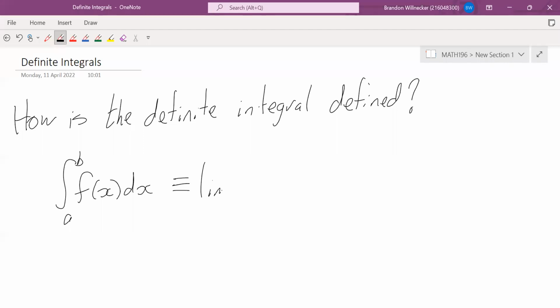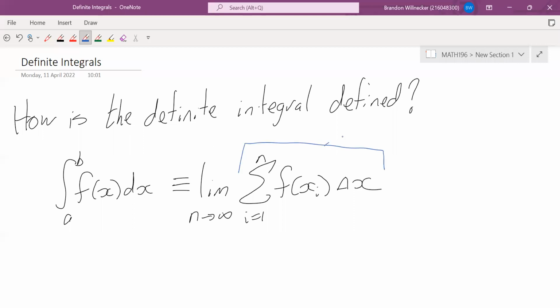So this is the limit as n goes to infinity, the sum from i equals 1 to n, f of x_i delta x. Okay, where this part over here, this was the Riemann sum. So we take the limit of a Riemann sum and we get the definite integral.